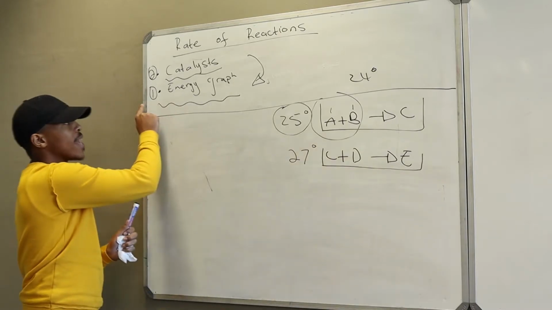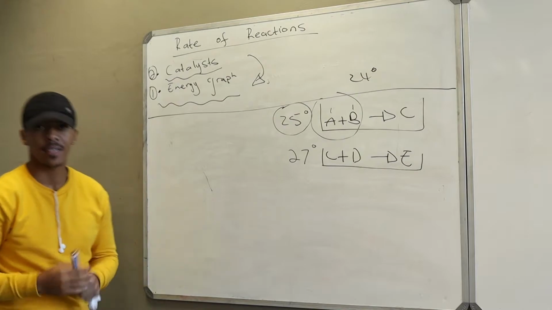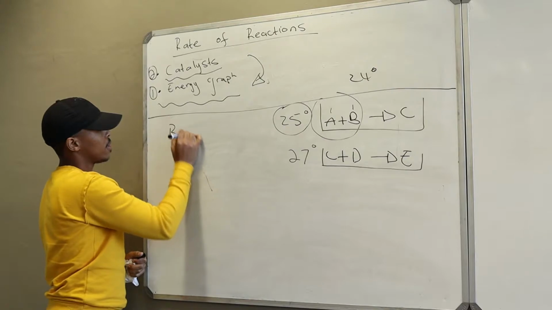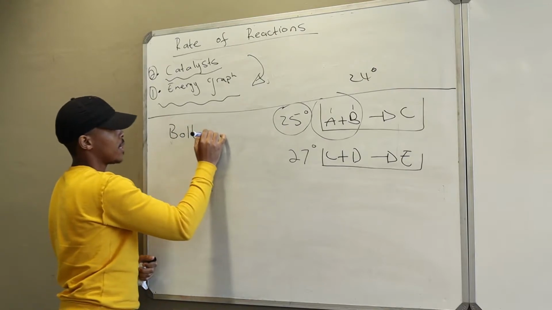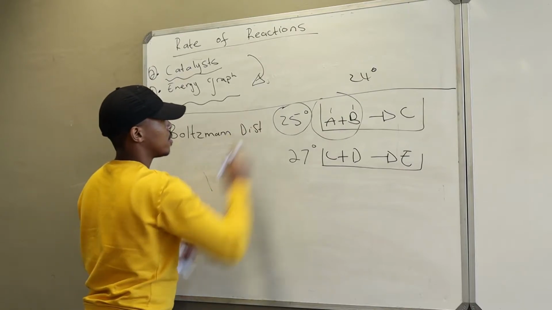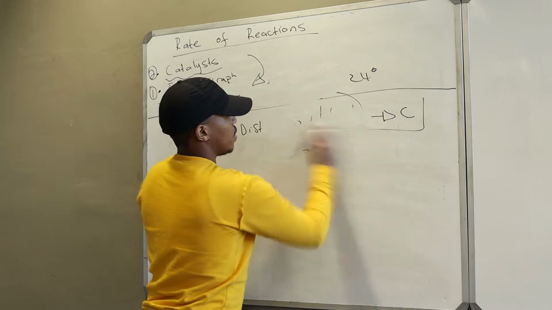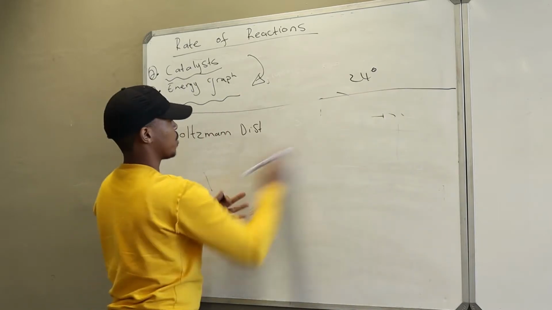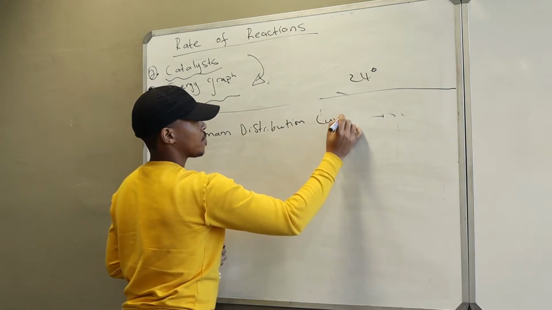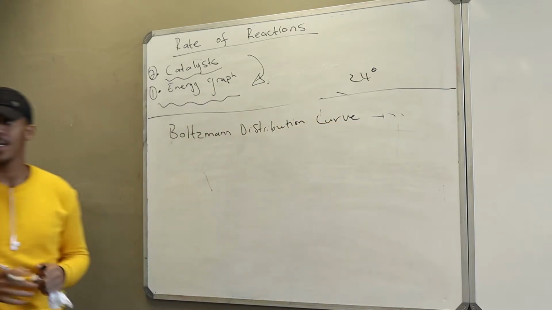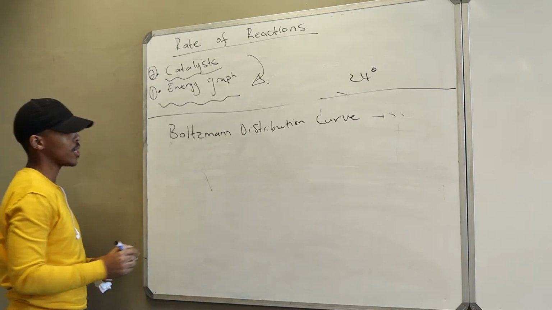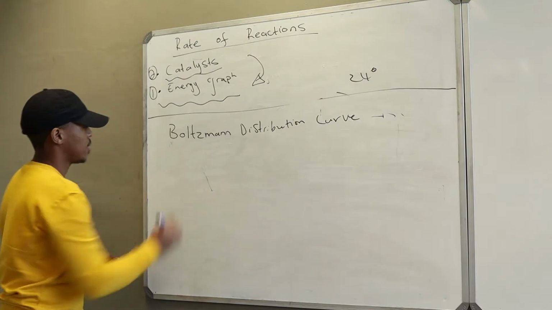Now we have an energy graph that explains this distribution of energy. This is called the Boltzmann distribution curve. This explains the distribution of energy within a chemical reaction. So what does the graph look like?